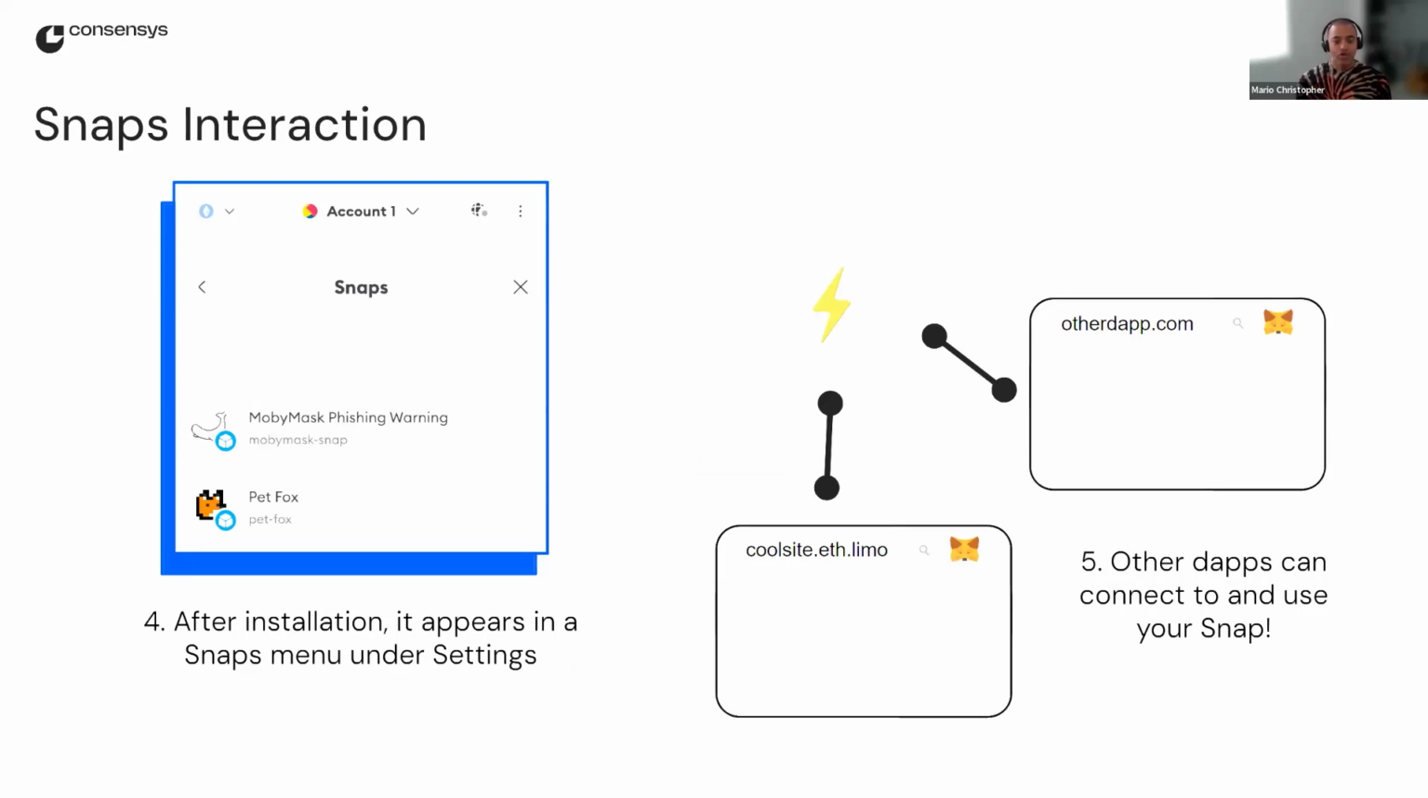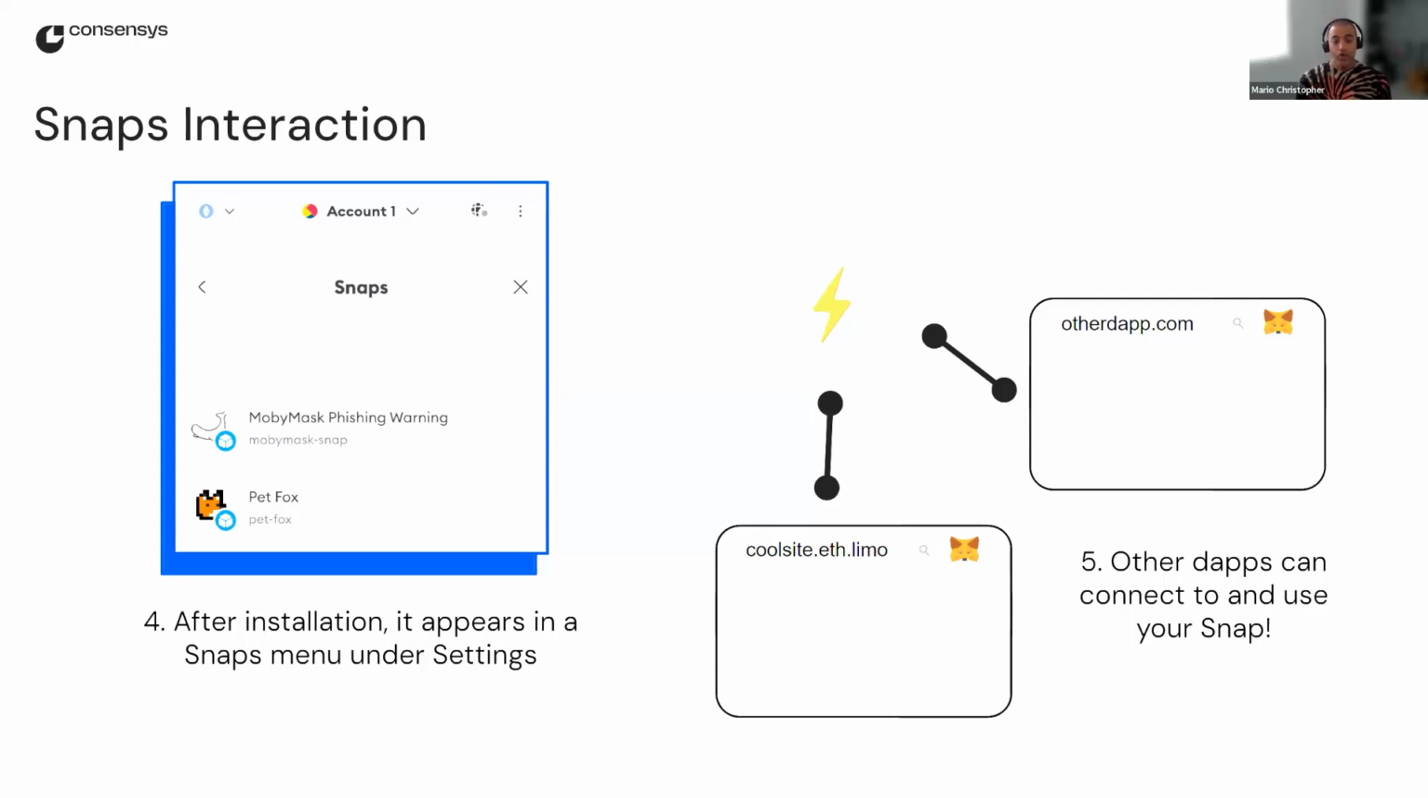Once a snap is installed, you can see the snap that you have, and maybe other snaps, by going into MetaMask settings, and then there's a snap option there. You click into the snaps option and it shows you a list of the snaps that you currently have. So in our example on the screen here, you see two snaps installed, Metamask and PetFox. You can click on them and it goes further to show more details about the snap that you have installed.